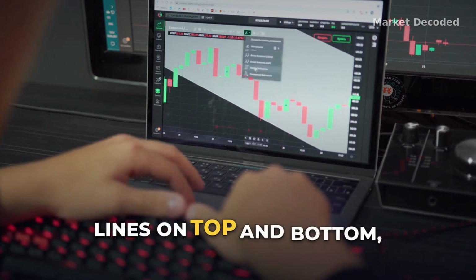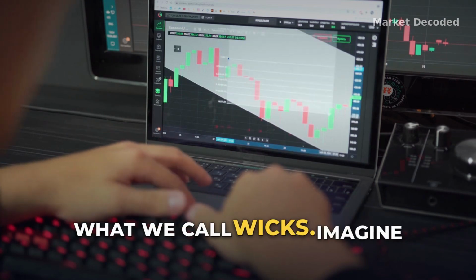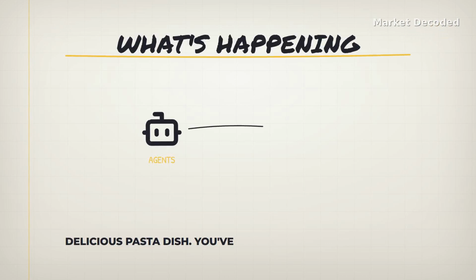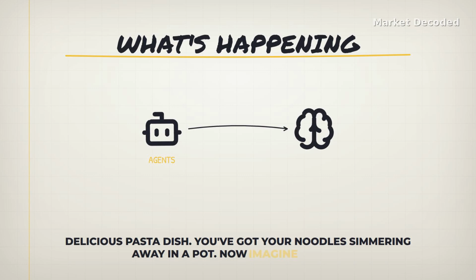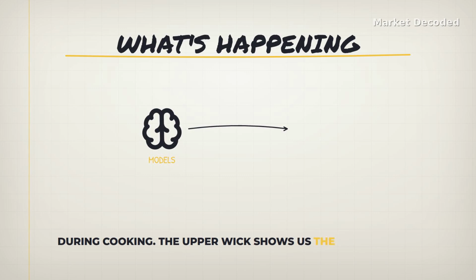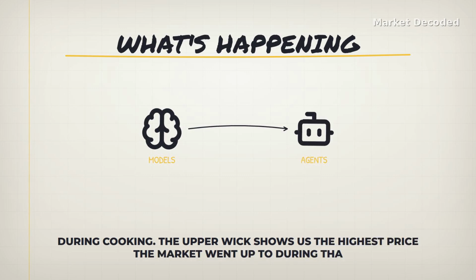Those little lines on top and bottom, what we call wicks. Imagine you're cooking a delicious pasta dish. You've got your noodles simmering away in a pot. Now imagine that the upper and lower wicks are like the highest and lowest points where the water bubbled during cooking. The upper wick shows us the highest price the market went up to during that time period, but didn't quite reach.